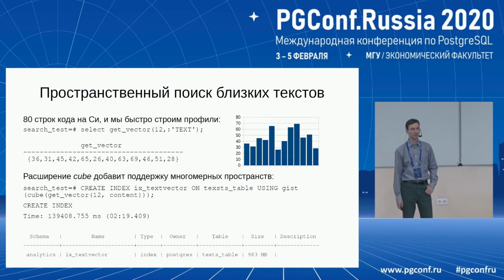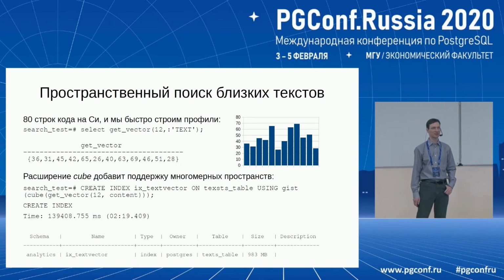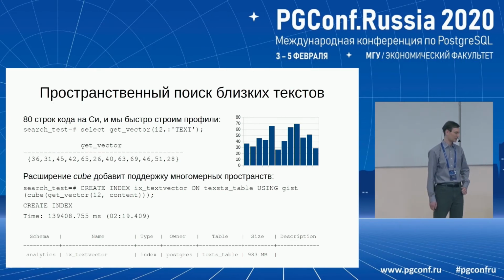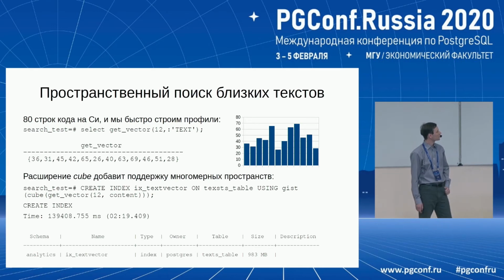We write 80 lines of C code to build these profiles. The first implementation was in SQL because we just had to test it. But when it comes to indexing 4 million texts in SQL, it was just terrible. In the SQL language, the query took 21 hours.